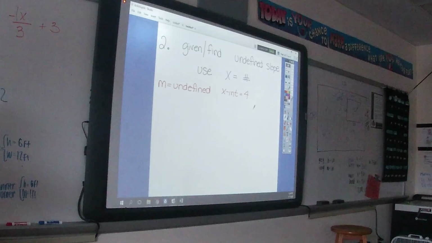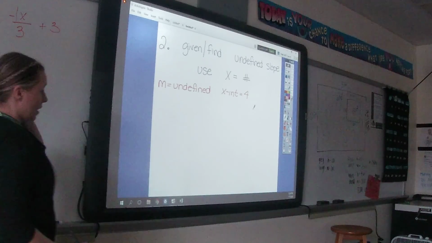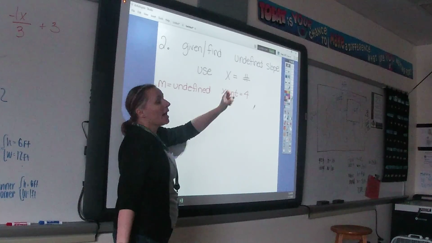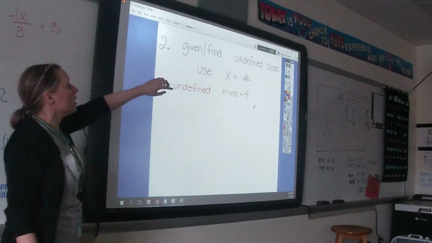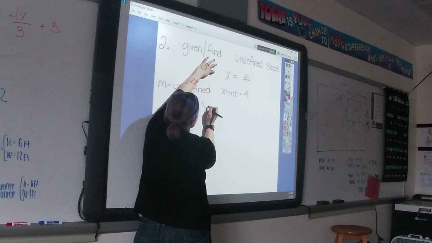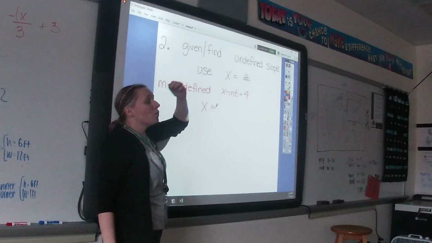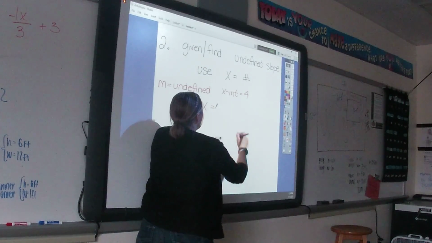I can't say m equals undefined and my b equals something because undefined slope doesn't have a y-intercept. Okay, so if m is undefined and my x-intercept is 4, as soon as we read that it's undefined slope, we're going to x equals, and what does x equal? 4.